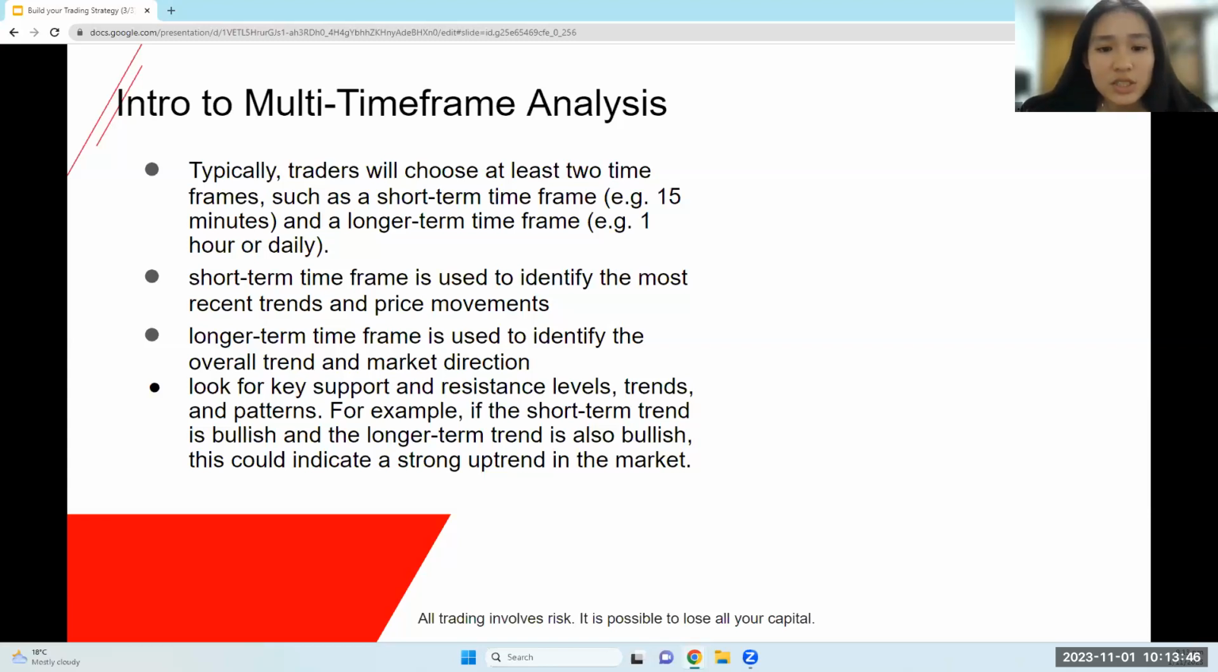For example, if the short-term trend is bullish and the longer-term trend is also bullish, this could indicate a strong uptrend in the market. Conversely, if the longer term trend is bearish, the trader may look to sell or short the market.